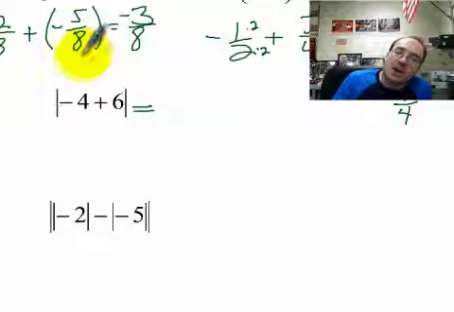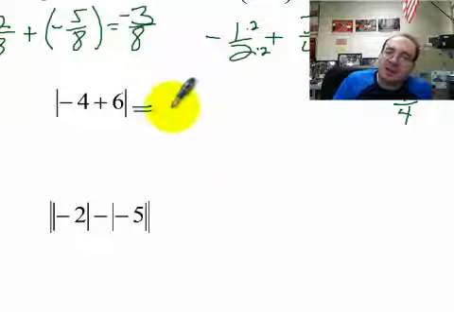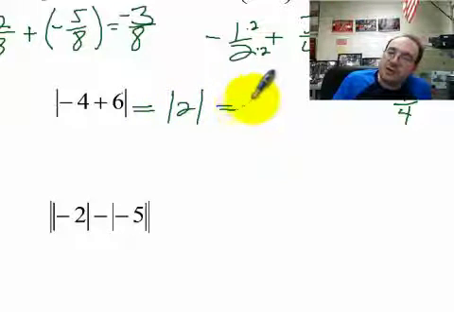Alright, so now I have negative 4 plus 6. Negative 4 plus 6 is going to give me a 2. And the absolute value of 2 is just 2.